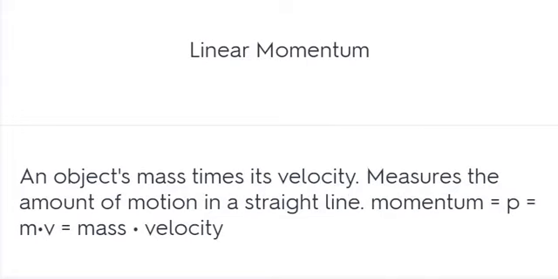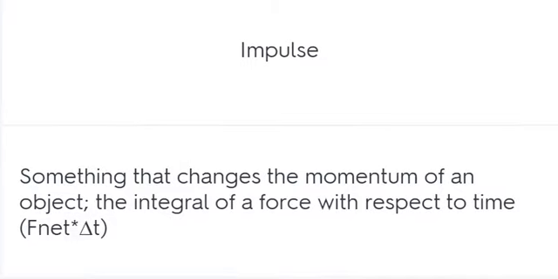Linear momentum. An object's mass times its velocity measures the amount of motion in a straight line. Momentum, p equals mv, mass times velocity. Impulse. Something that changes the momentum of an object. The integral of a force with respect to time.